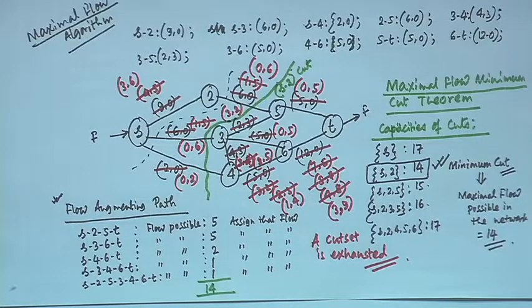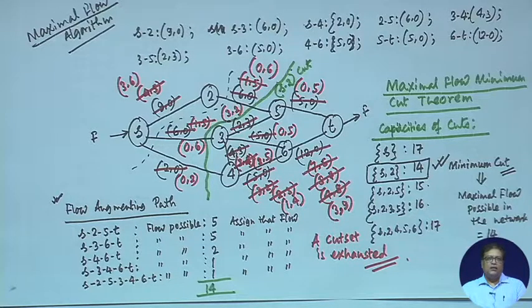A total flow of 14 is possible, and the algorithm essentially works by identifying the flow augmenting paths from the source to the sink and assigning that flow. As we are assigning the flow, revise the capacities.